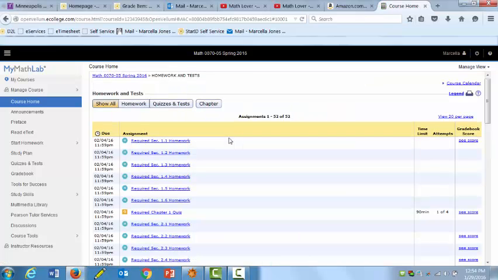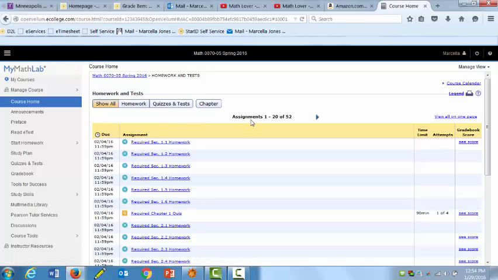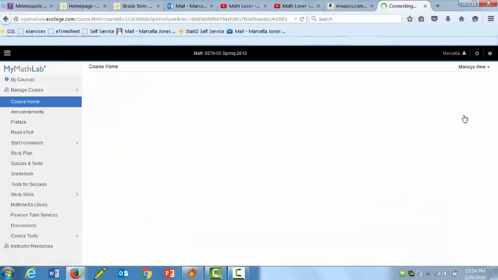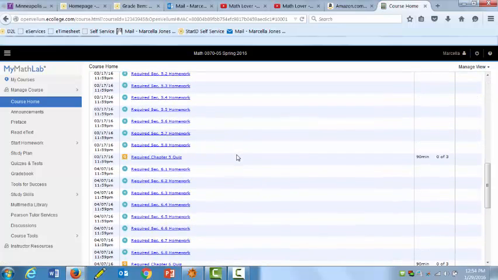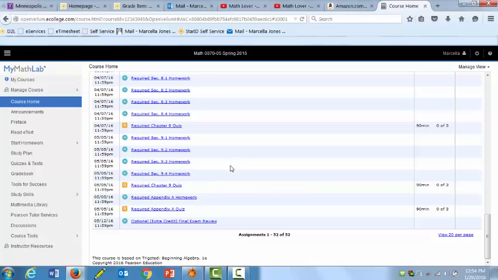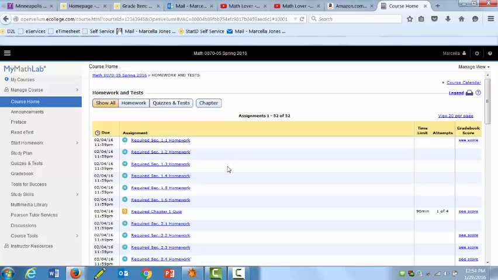Once you're taken to that page, make sure Show All is highlighted. Notice right now, I'm seeing only 20 of the 52 assignments. If I want to make sure I'm seeing all of the assignments, click on the link that says View All on one page. Once you do that, you'll see all of the assignments with their due dates for the entire semester and the times at which they are due.